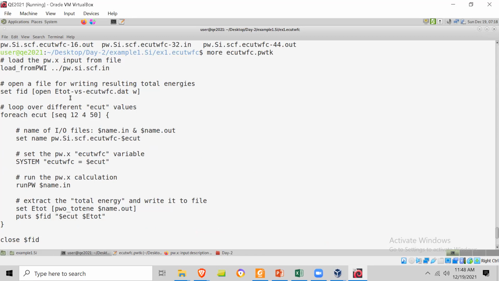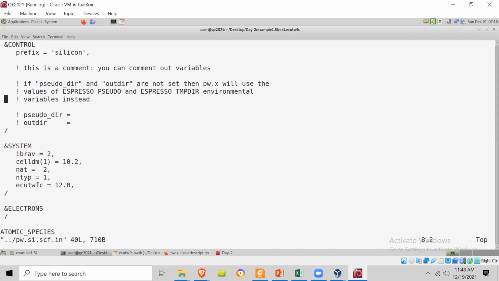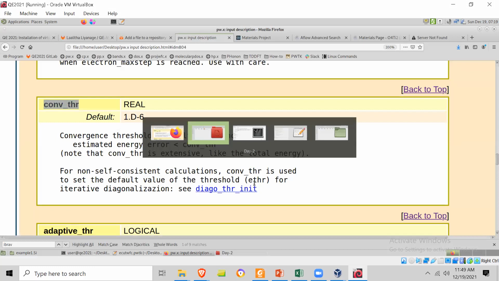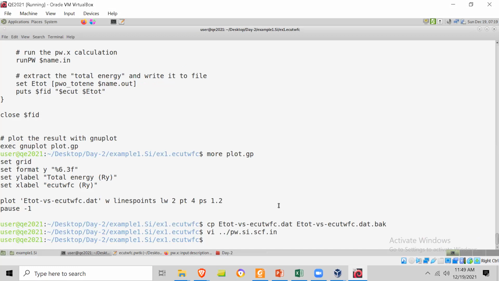So what I'm going to do is change this template file. This template file does not have anything in the electrons section. So I'm going to put the convergence threshold here. Earlier it was the default, which is 10 to the minus 6. So let's increase this to 1.d minus 8. I can even give a comma here. And then to save this, I type WQ and close. Now I can again run the PWT case script, which is the automated script to run this entire calculation.